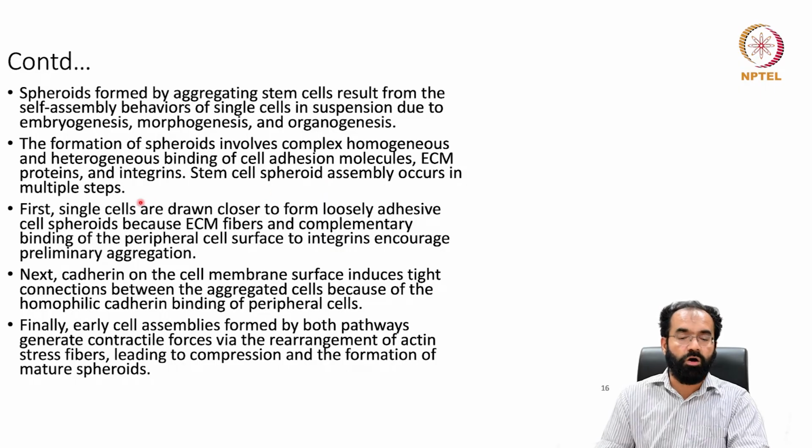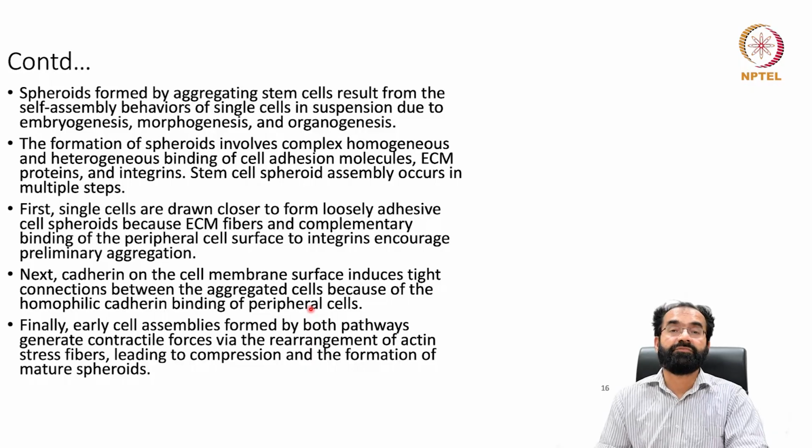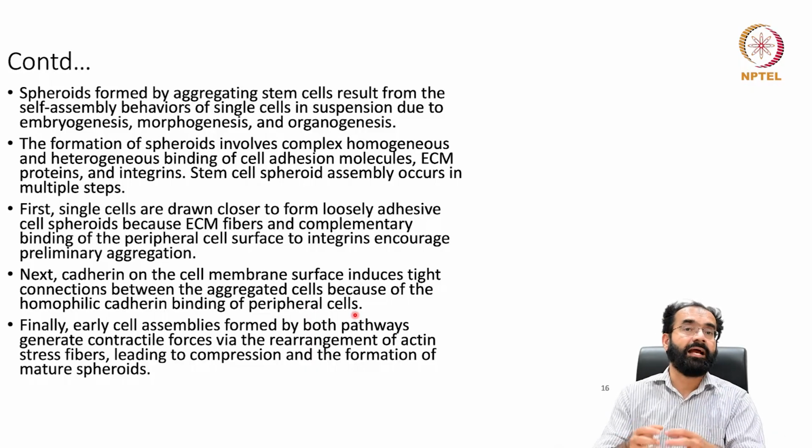Stem cell spheroid assembly occurs in multiple steps. First, the single cells are drawn closer to form loosely adhesive cell spheroids, because ECM fibers and complementary binding of the peripheral cell surface to the integrins can encourage the preliminary aggregation. That is what we want. Next, the cadherin on the cell membrane surface induces tight connections between the aggregated cells because of the homophilic cadherin binding of the peripheral cells. So, cadherin can favor the aggregation, in a nutshell.